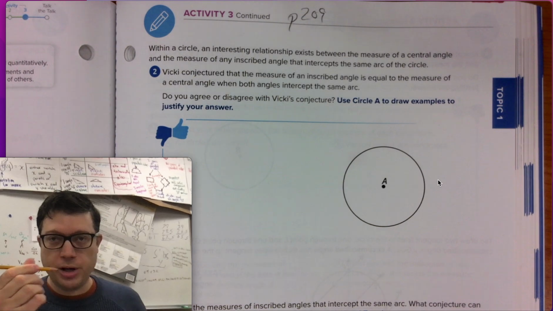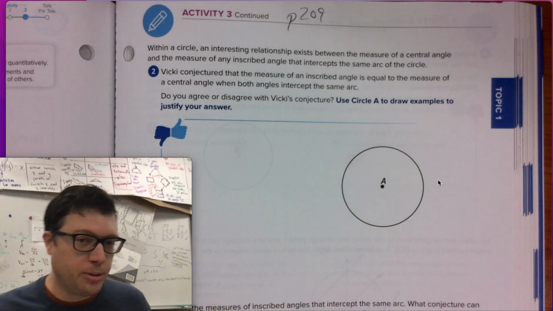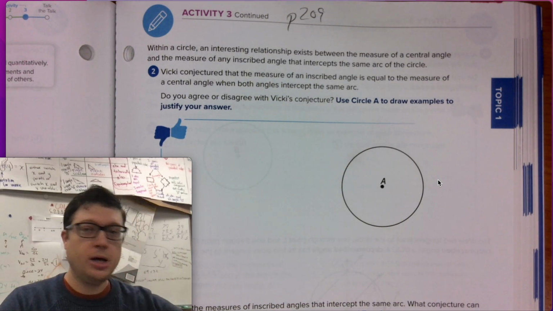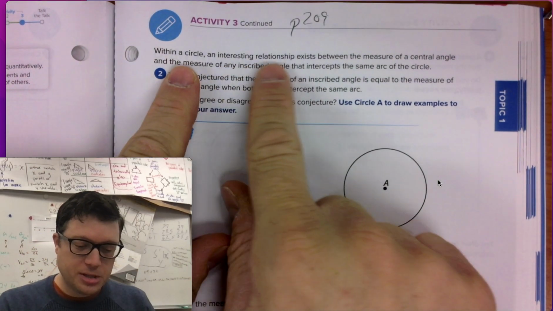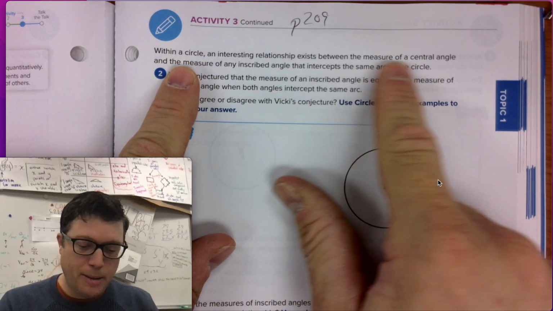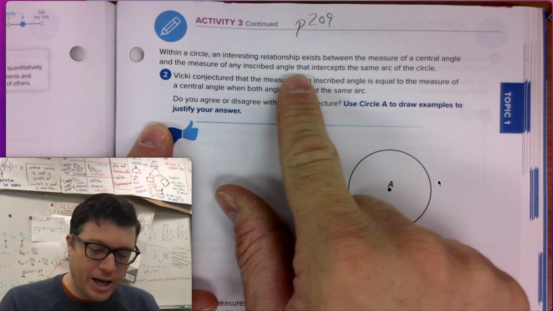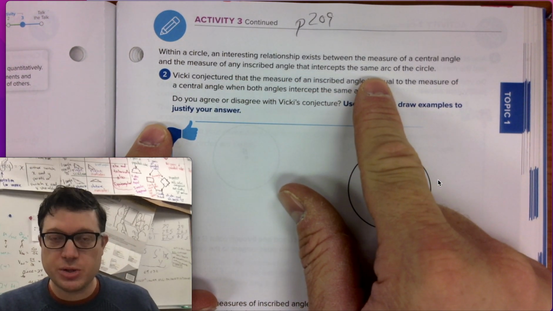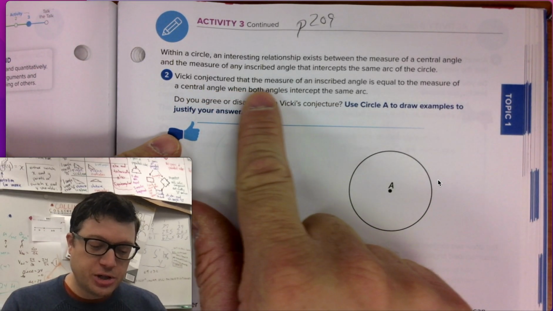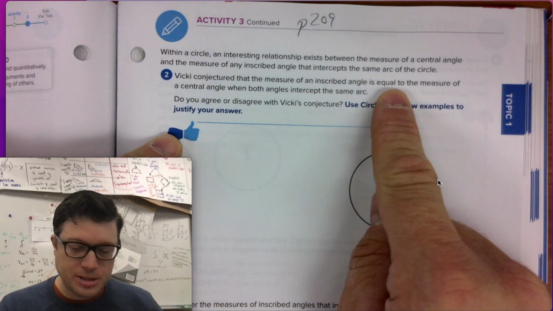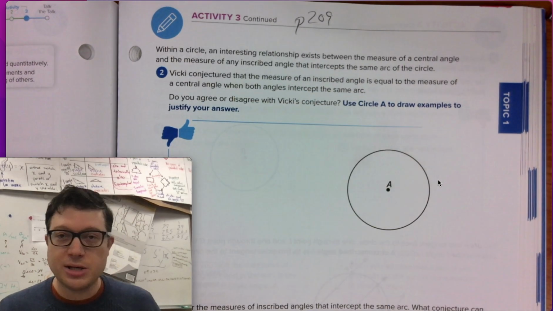Have something to write with. Have a protractor. It'd be amazing if you had a compass, something like this. And then, of course, some highlighters. Within a circle, an interesting relationship exists between the measure of a central angle and the measure of any inscribed angle that intercepts the same arc of the circle. Vicky conjectured that the measure of an inscribed angle is equal to the measure of a central angle when both angles intercept the same arc.